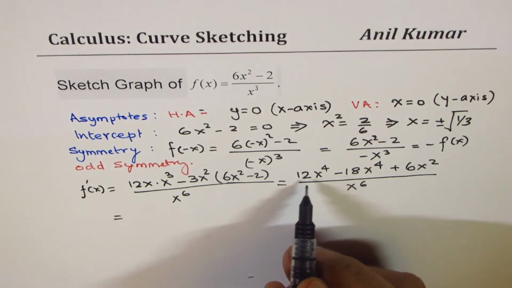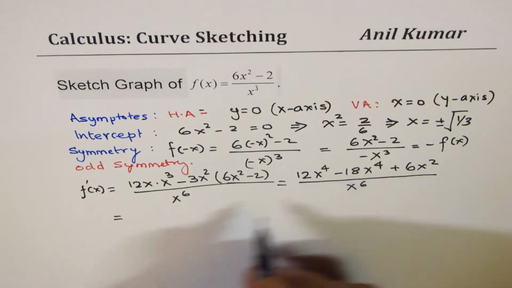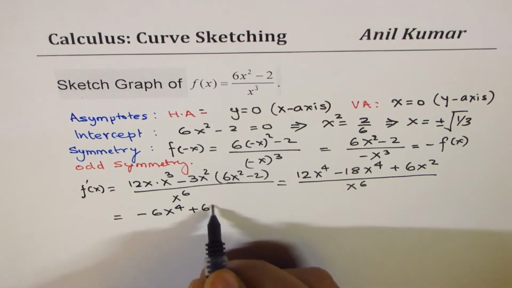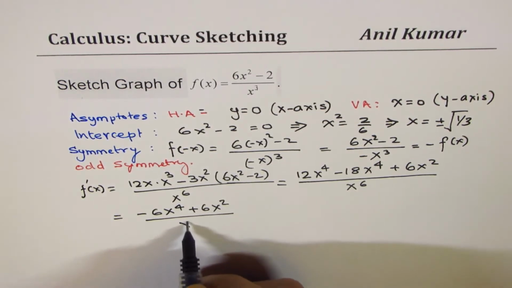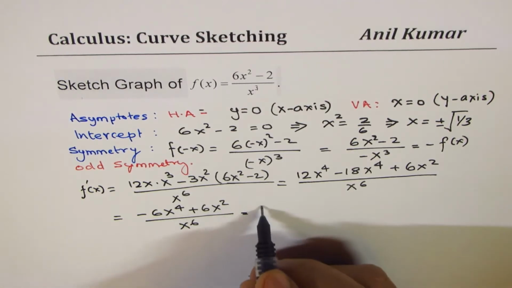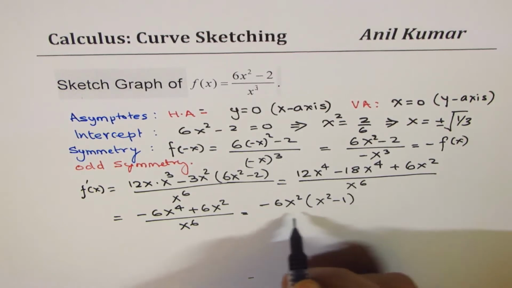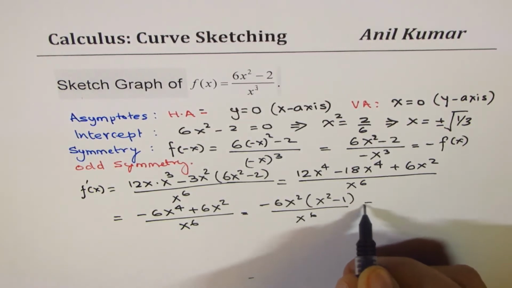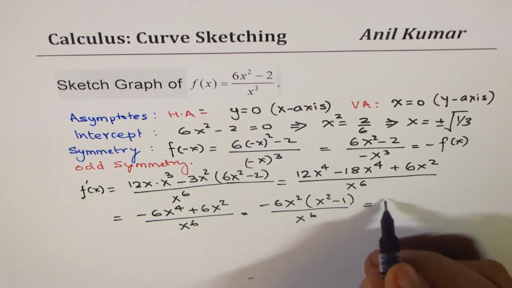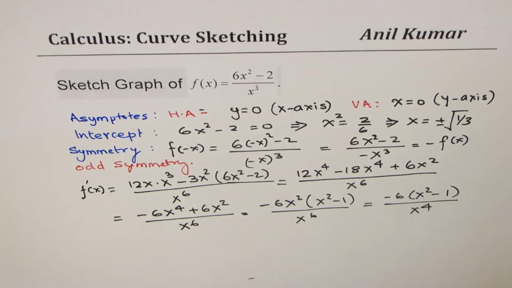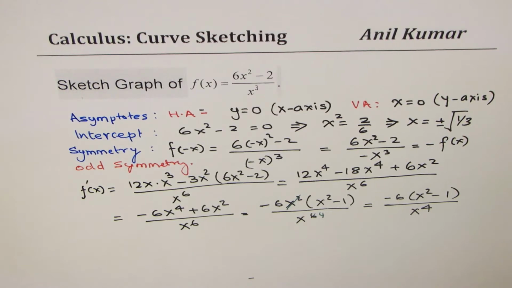Now we could write this as 12 minus 18 is −6. So we can write this as (−6x⁴ + 6x²)/x⁶. Taking −6x² as common, we get (x² − 1)/x⁶. We're cancelling these. We get −6(x² − 1)/x⁴, right? So at this stage, we cancel this with 4. Okay, so that is the first derivative.